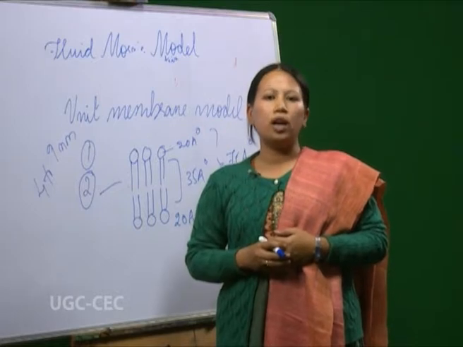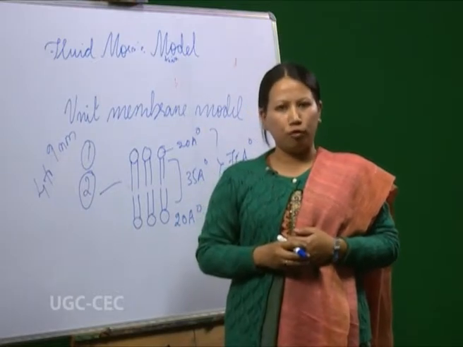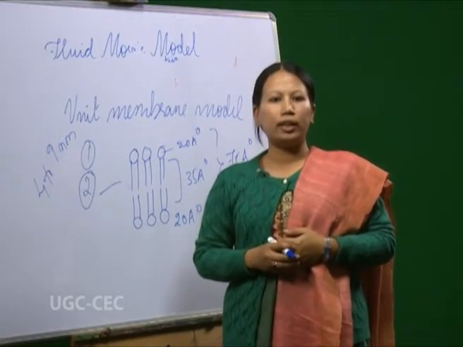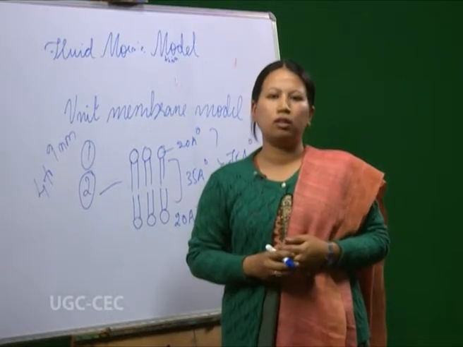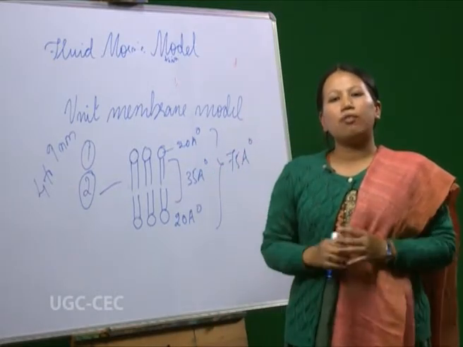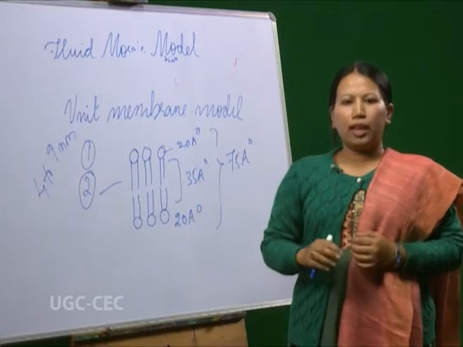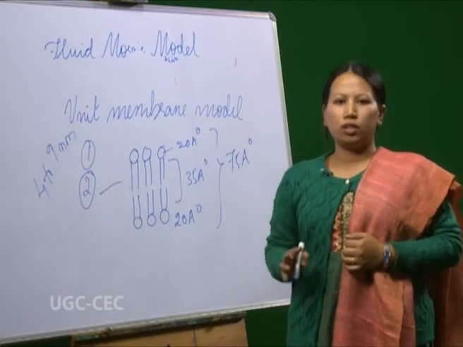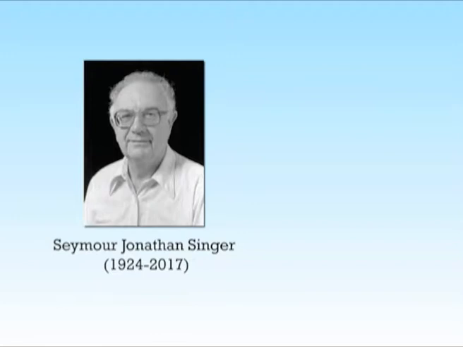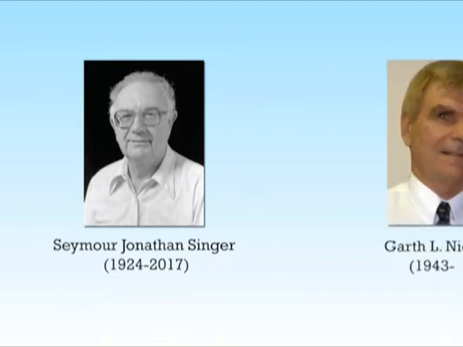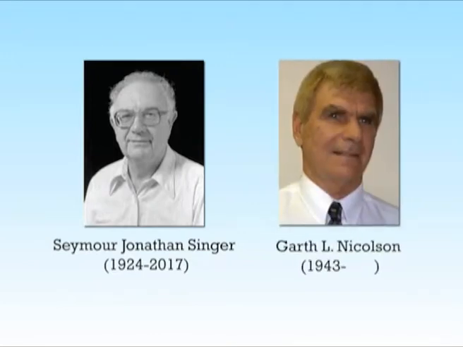Next, we'll come to the fluid mosaic model of plasma membrane, the widely accepted one. The most satisfactory model of membrane structure to date appears to be the fluid mosaic model postulated by Seymour Jonathan Singer and Garth L. Nicolson in the year 1972.